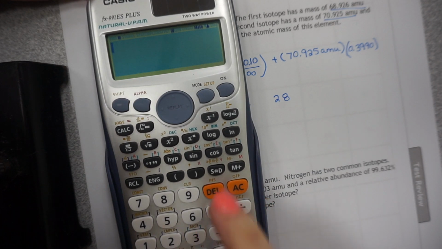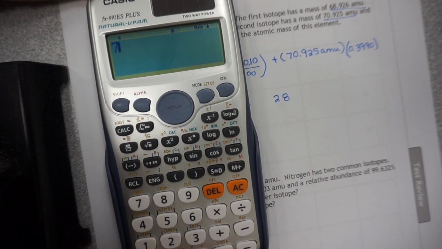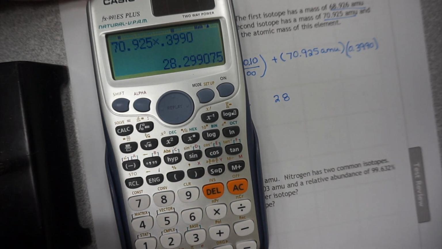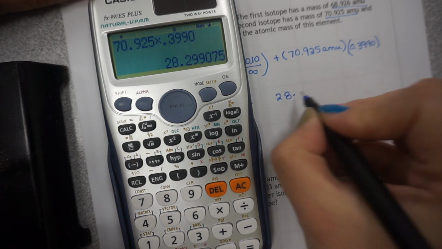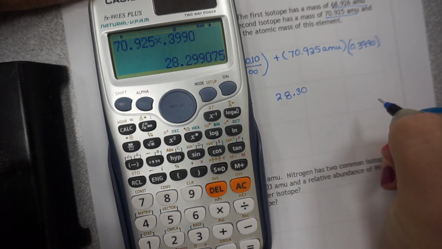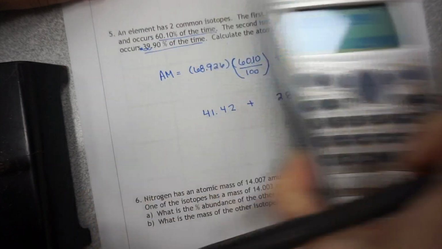It didn't look right. I noticed I put the 0.25 times 0.3990. Okay, much better. All right, so that is 0.3, and we're going to keep that significant figure, that's going to round.